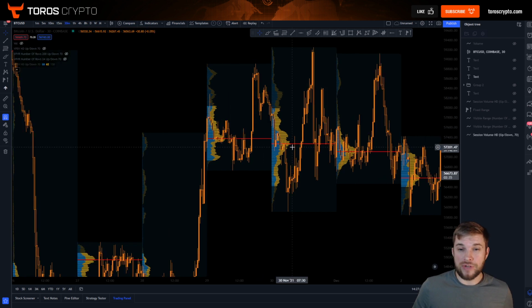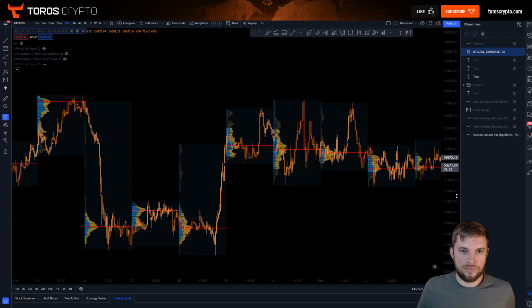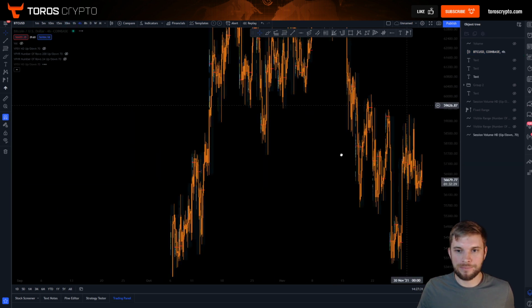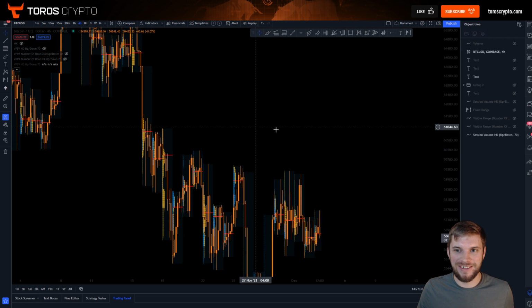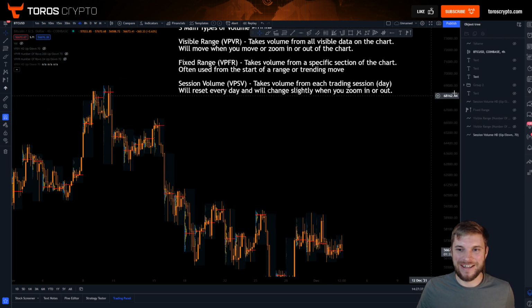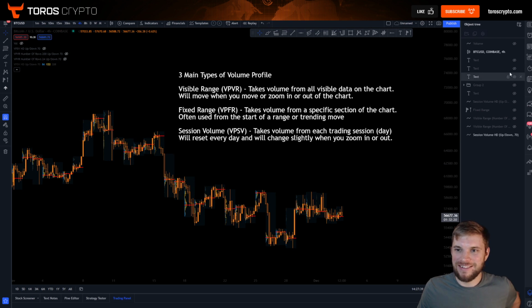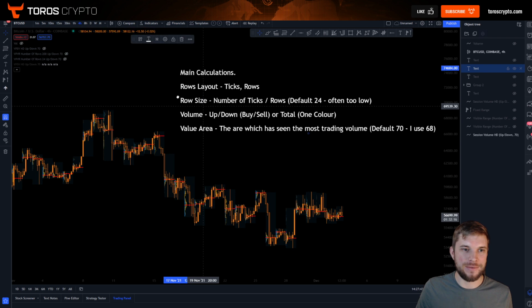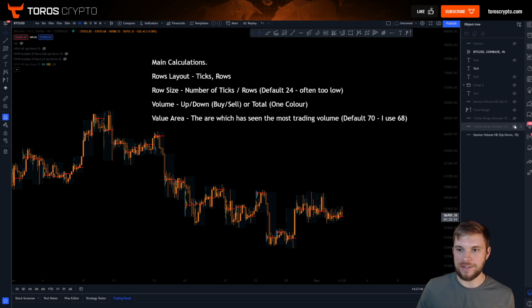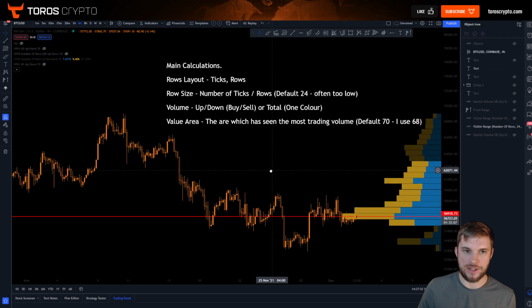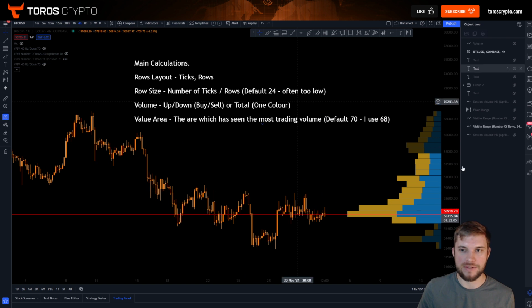Okay, so those are the three main types of volume profile. So if we go back onto a 4 hour, I've been moving the chart around a lot. So let's hope that if I go back to this, then the next little bit of text will show up quite clearly. Okay, here we go. So main calculations. What I'm going to do is just bring back on the visible range, just as our example. And this will be the same throughout any of them.